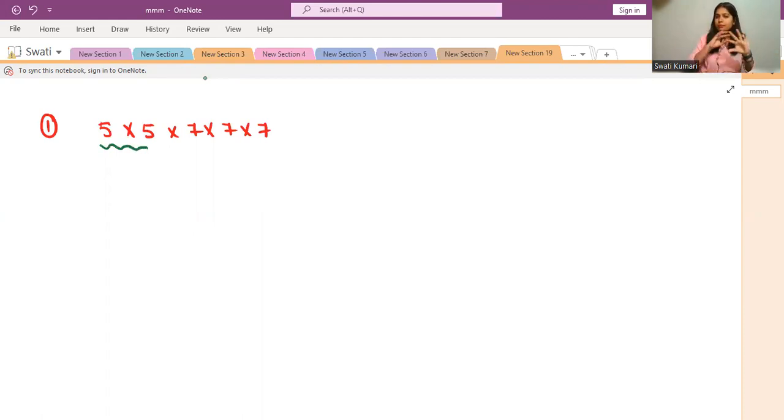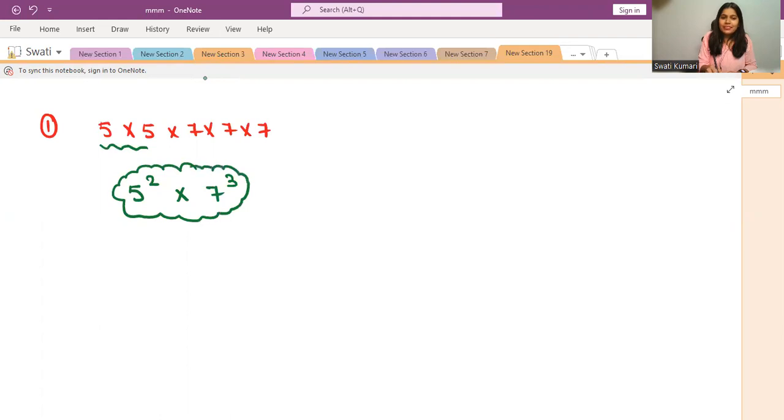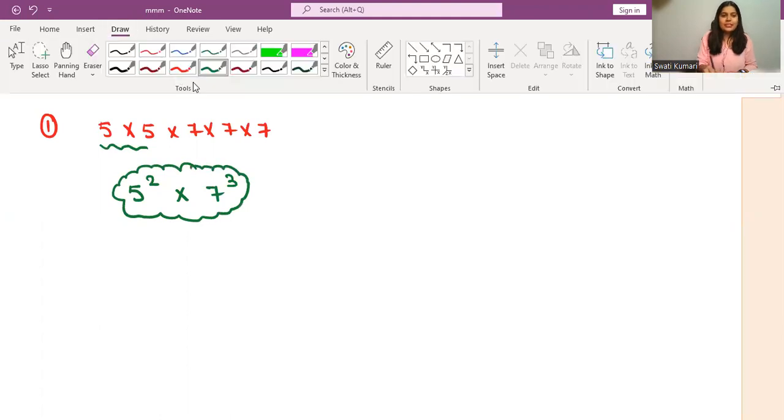So it's just the reverse of what we did just now. So now you have to write down 5 is getting multiplied 2 times, which is 5 square, into 7 has come how many times? 3 times. So that will become 7 raised to 3. And do you know that this is our answer? That's it. Very simple, isn't it? Let's go to the next question.